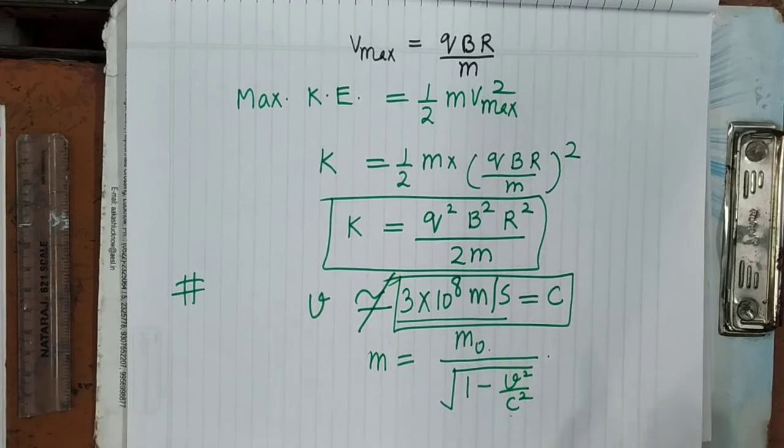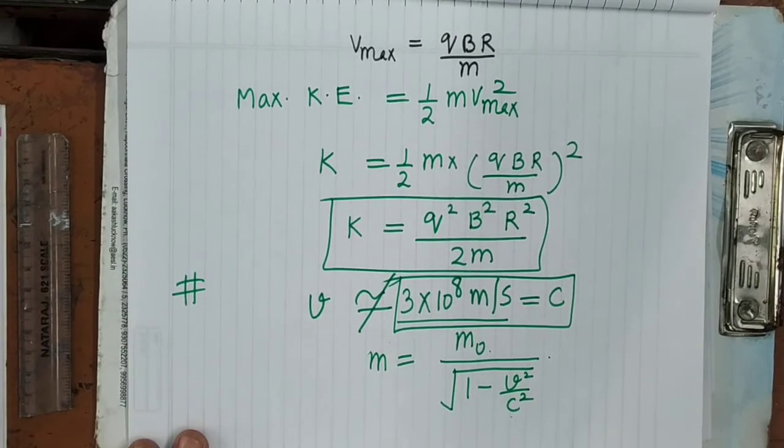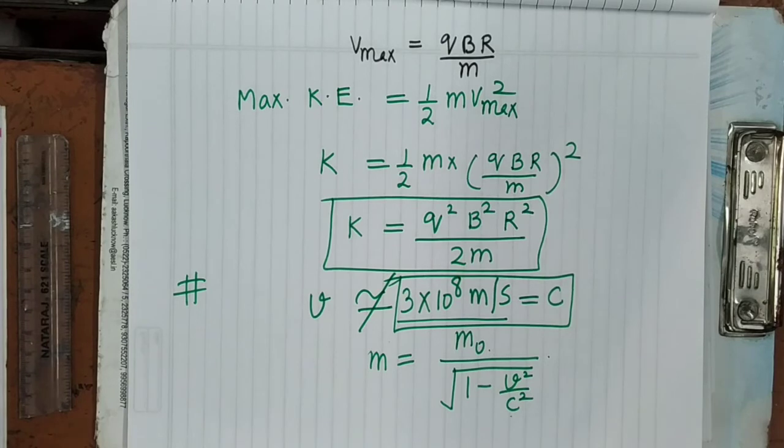So this is all about this lecture. In the next lecture, we will discuss the force on a current carrying conductor placed in a uniform magnetic field. Is it clear? Now you solve the numerical problems on this. So thank you.